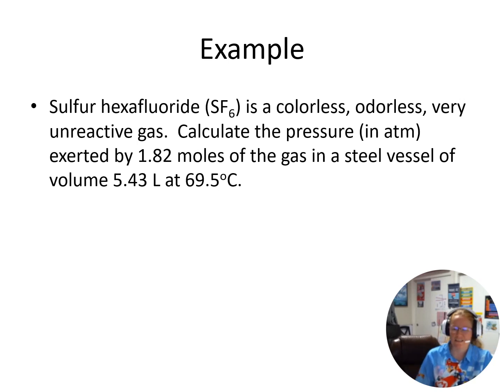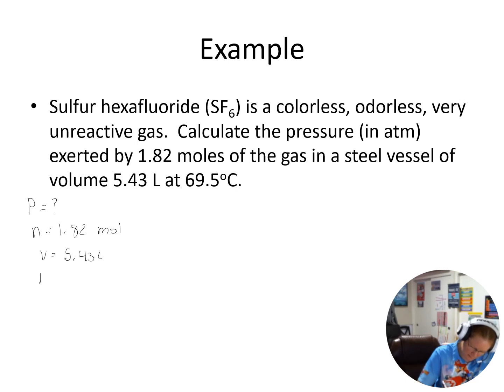All right, so we have sulfur hexafluoride. Let's see what we've got here. Okay, it tells us that we want to know the pressure, so calculate the pressure. So pressure is going to be a question mark. Okay, we've got moles, 1.82. It says we have a volume of 5.43 liters and a temperature of 69.5 degrees Celsius. Okay, it doesn't give us a pressure, so we can use either R. I default to using the 0.08206 liter atmosphere one because that's the one that I've used most frequently.